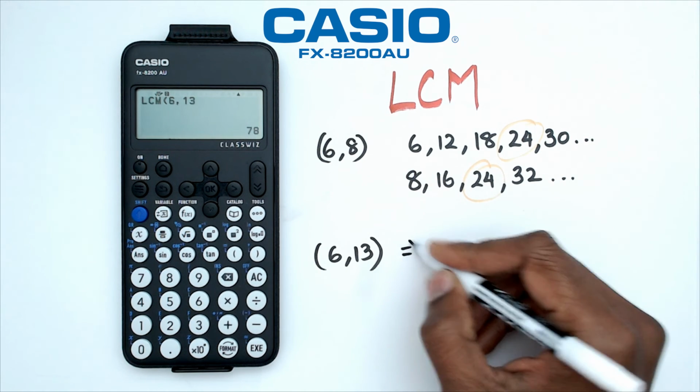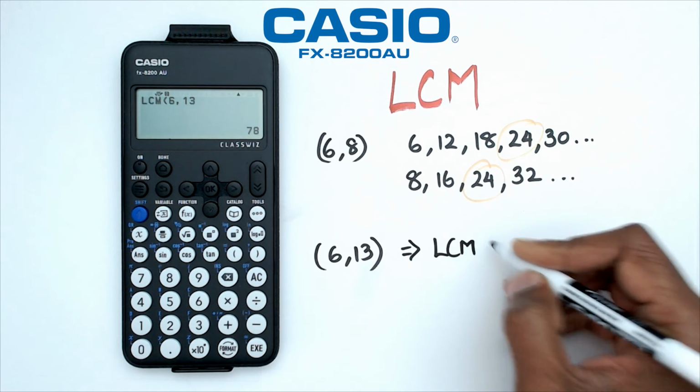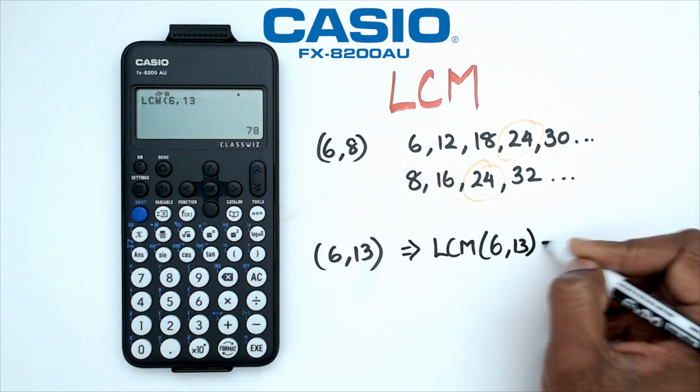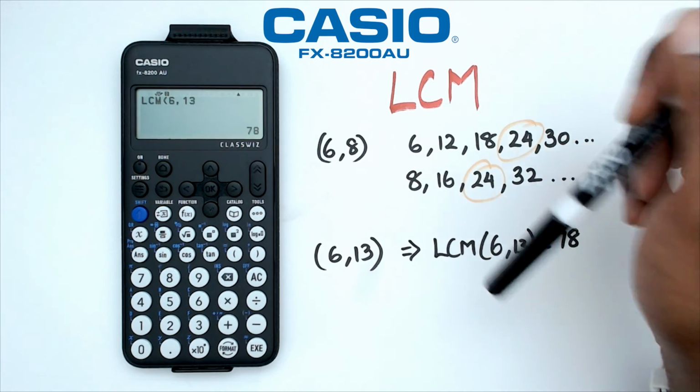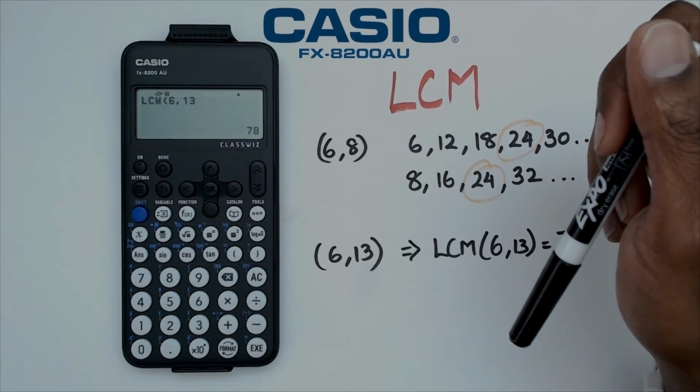Now what we can say is LCM of 6 and 13 is actually equal to 78. There we go folks, so that's just a quick little video on how to find LCM between two numbers.